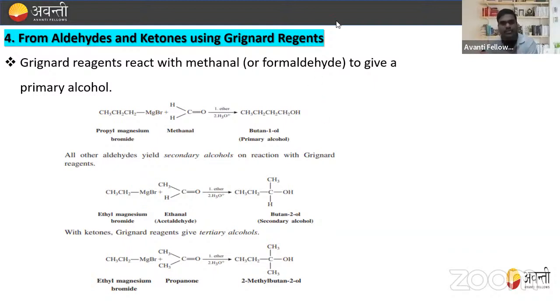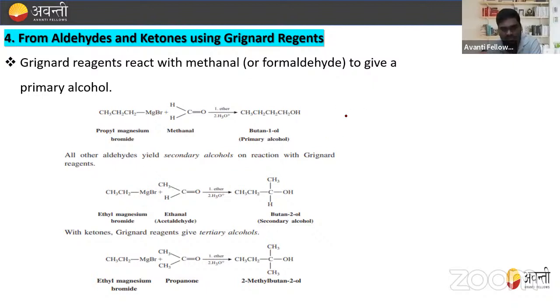Right? I hope this is clear to you. Good. Now, Grignard reagent reacts with methanal or formaldehyde to give a primary alcohol. Right? So the Grignard reagent reacts with methanal. As we can see here, the Grignard reagent reacts with methanal or formaldehyde to give a primary alcohol. So how will it give?